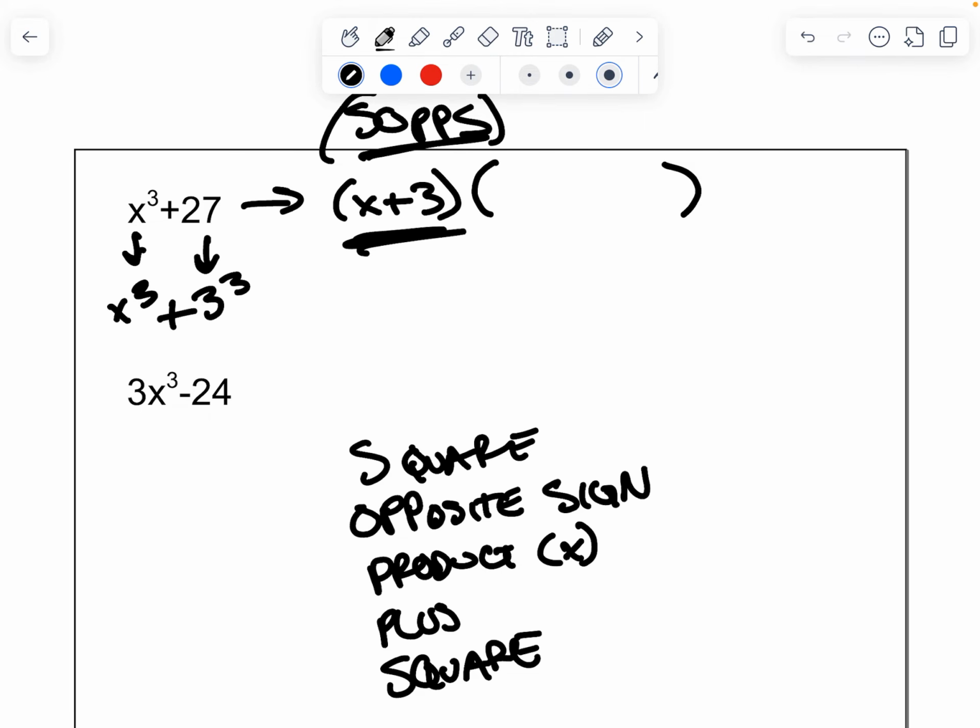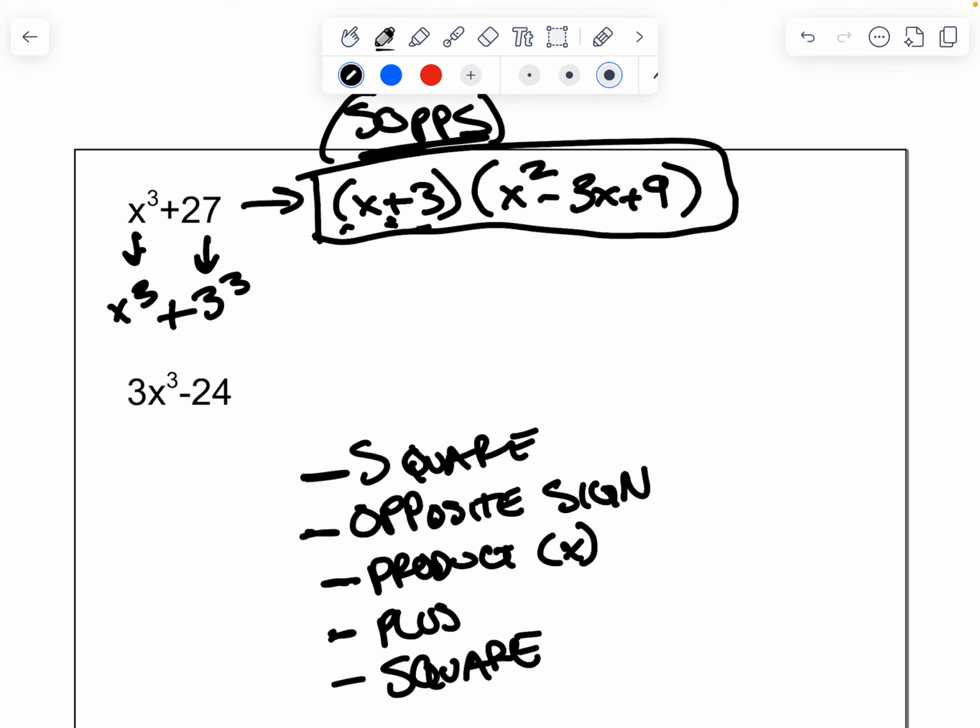So I'm looking at this thing right here, left to right. And what I'm going to do is square. So square the left one. That'd be x squared. Opposite sign of that would be a minus. Product means multiply. Multiply 3 and x, and you get 3x. Plus, this every single time is just going to be a plus. Then square. We're moving left to right. We're on the right one now. That's a 9. That's our factored form right there.